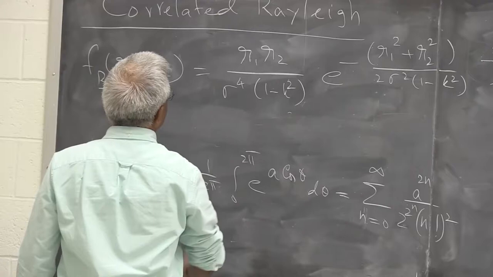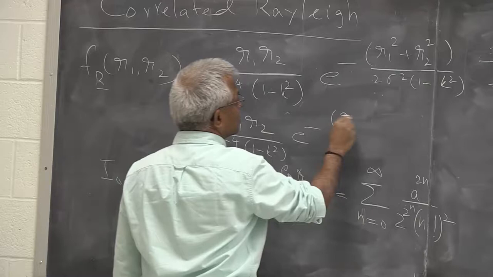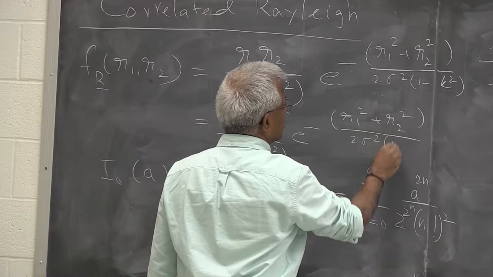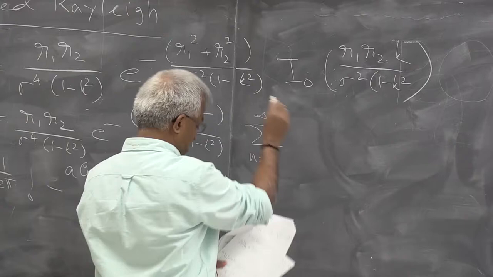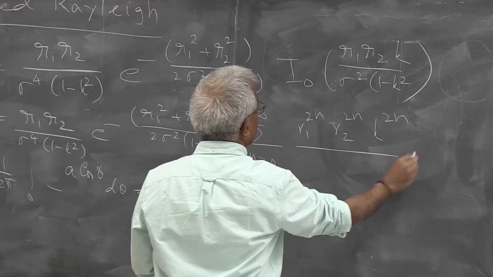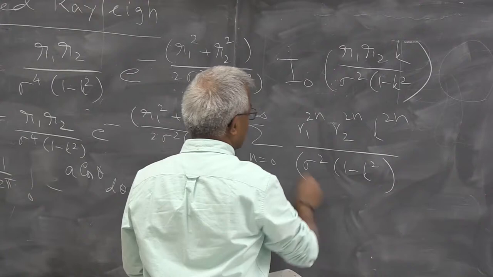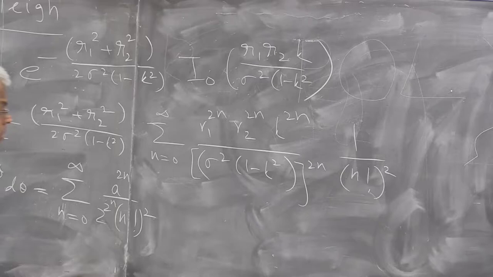So this will now read R1, R2 over sigma^4 (1 - k^2), e raised to minus (R1^2 + R2^2) over 2 sigma^2 (1 - k^2). And I'm going to substitute for the I naught function. So this is the sum from n equal to 0 through infinity of r1^(2n), r2^(2n), k^(2n) over sigma^2 (1 - k^2) to the power 2n, and 1 over n factorial squared, I guess. And we have a 2 to the power 2n in the denominator.